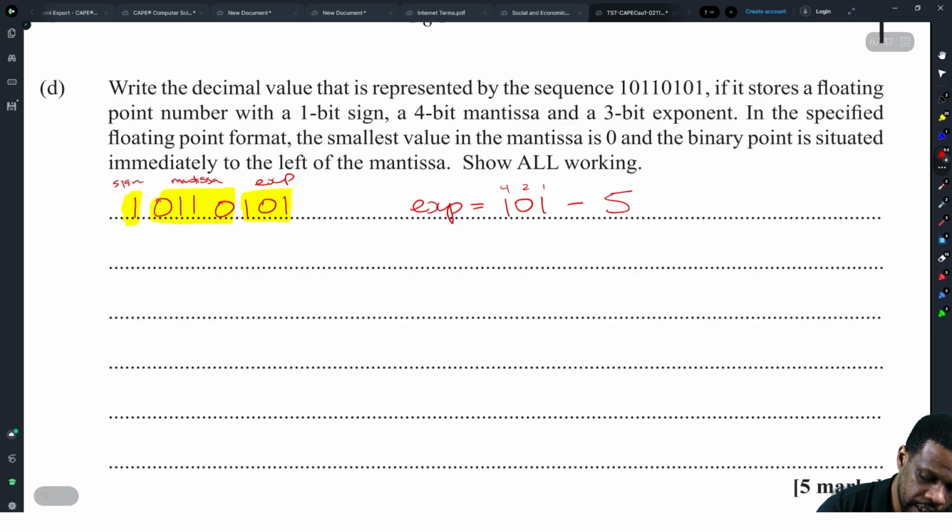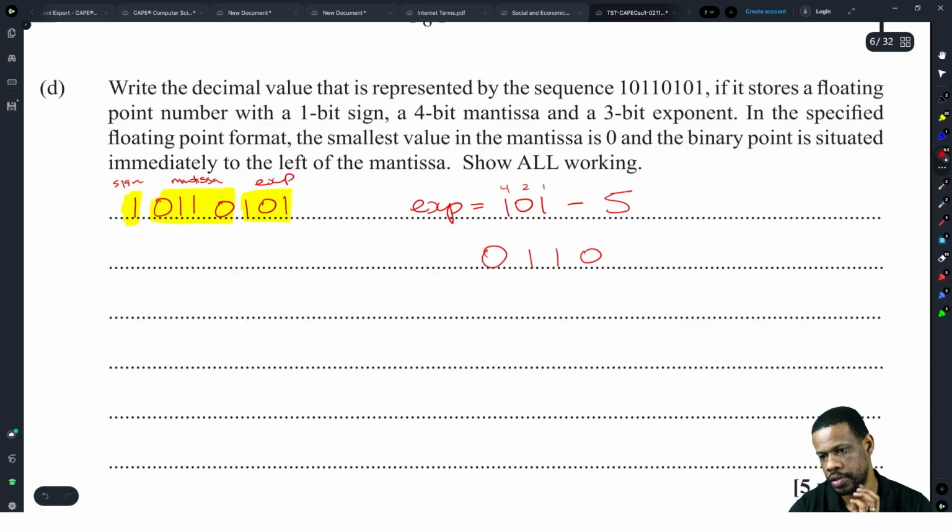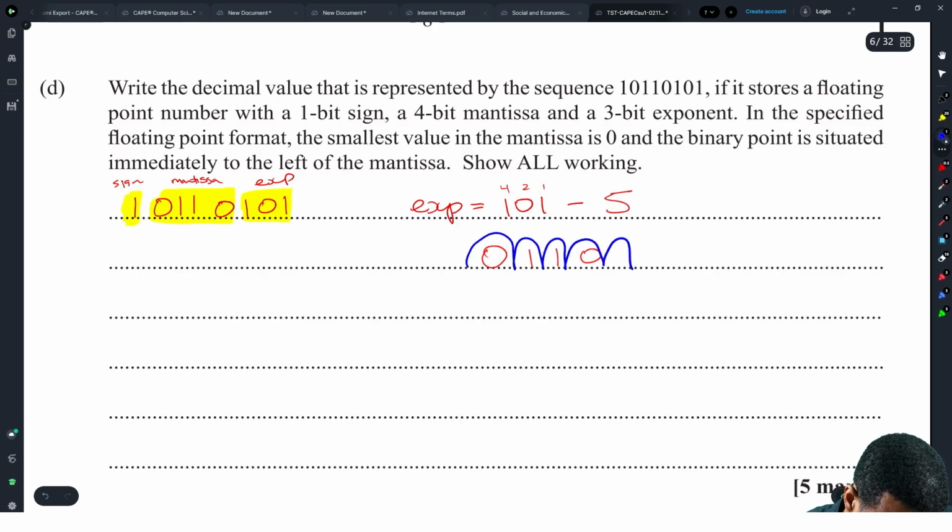So if we know that the exponent is 5, then we could get the mantissa now to be 0 1 1 0, and we want to go 5. Oh, that's plenty to jump by. Alright, so let's do the jumping. We jump 1 2 3 4 5. So in essence, what we're going to get would be 0 1 1 0 0.